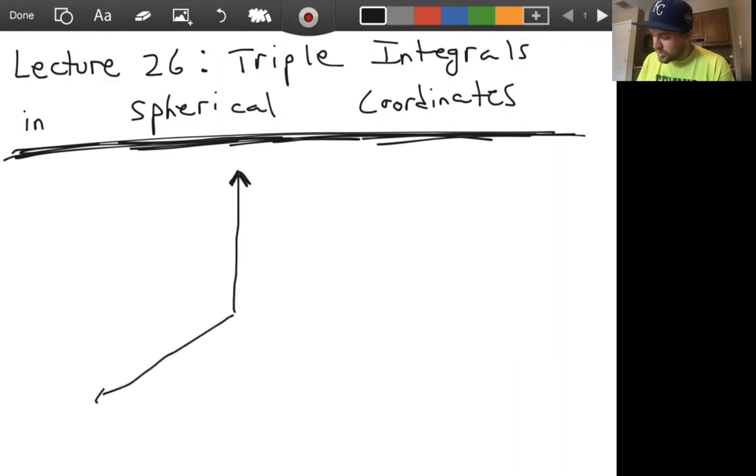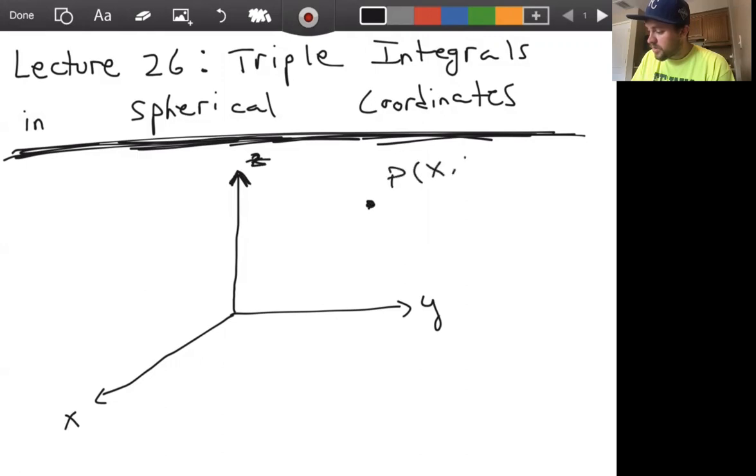So let's draw our standard X, Y, and Z coordinate system. And we have a point P up here, and that we've usually described as X units away, Y units away, and Z units away from the origin, right? Well, now we want to keep spheres in mind because we're looking in spherical coordinates. And so we can now describe this point in a completely new manner.